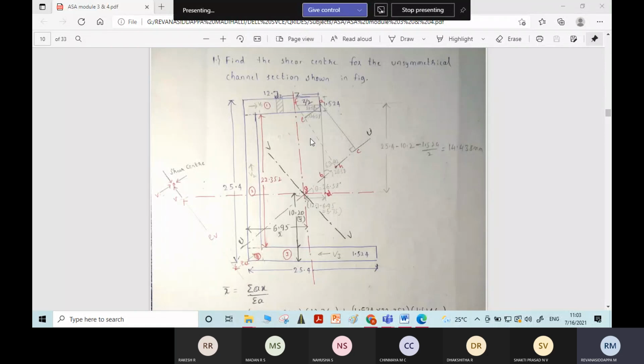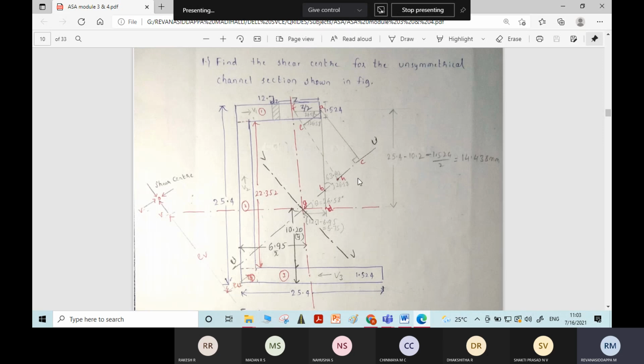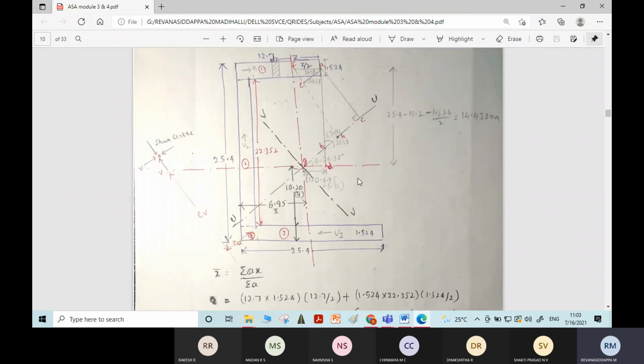The first problem is with respect to the unsymmetric section. There is more chance of asking unsymmetric sections in the examination: find the shear center of the unsymmetrical channel section. It is a channel section and it is an unsymmetrical section, meaning it is not symmetric about both the x-axis and the y-axis. In that case, how to find the shear center?